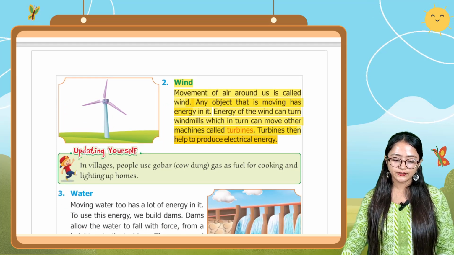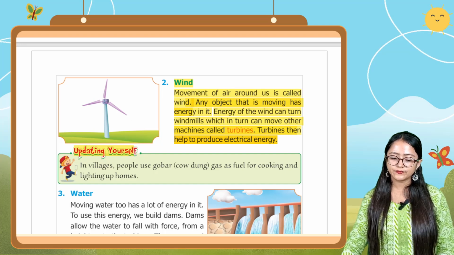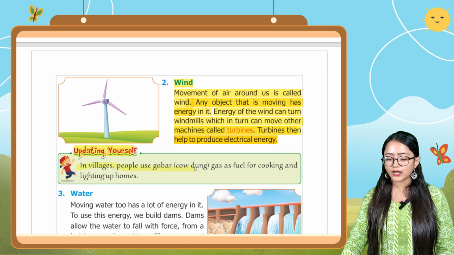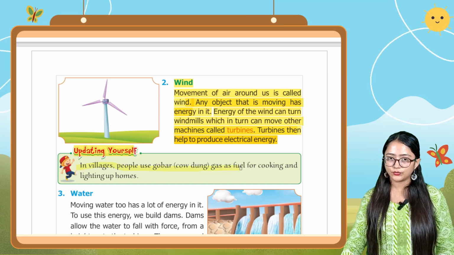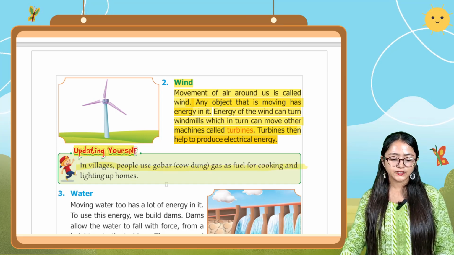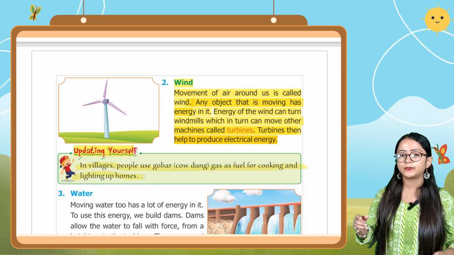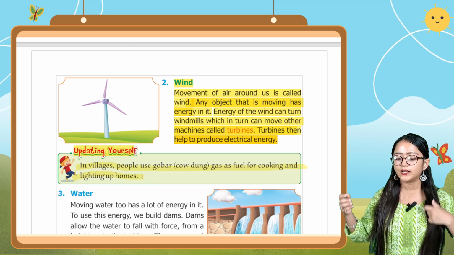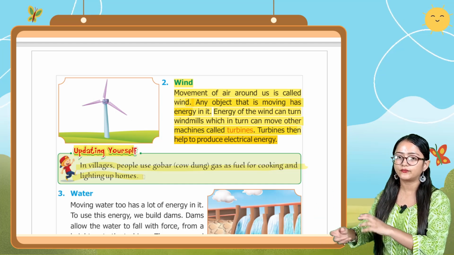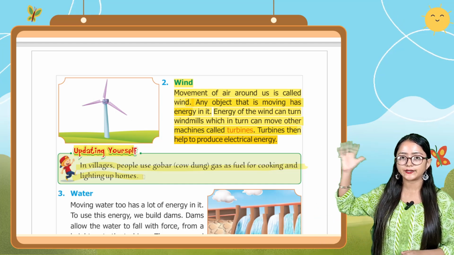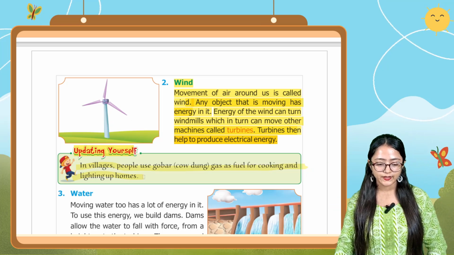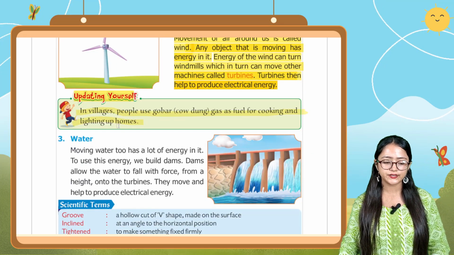Next is updating yourself. It is saying in villages people use gobar, or in English cow dung, gas as fuel for cooking and lighting up homes. So in village areas people use cow dung or gobar gas as a fuel for cooking and lighting up homes.